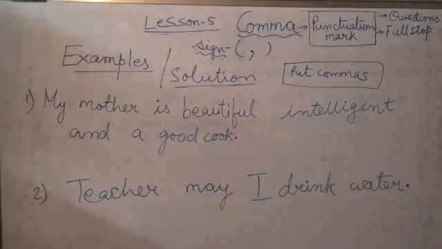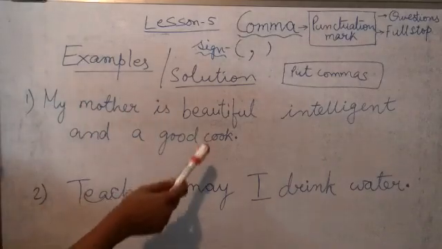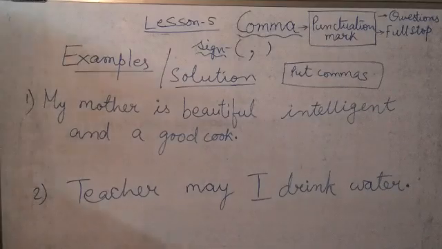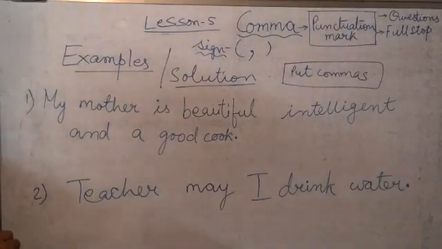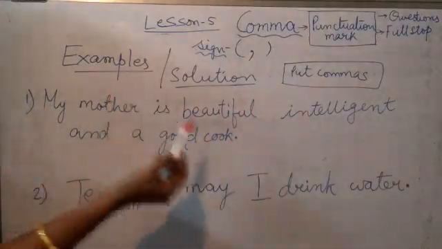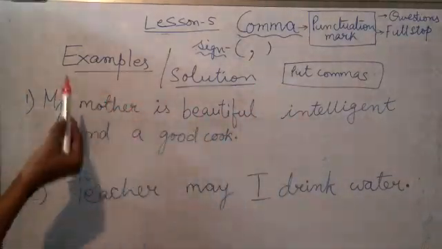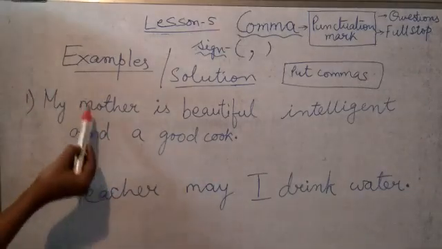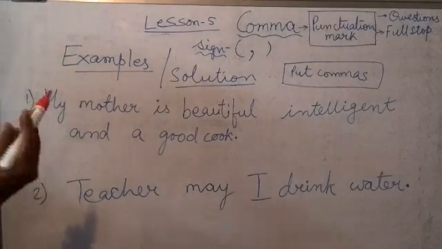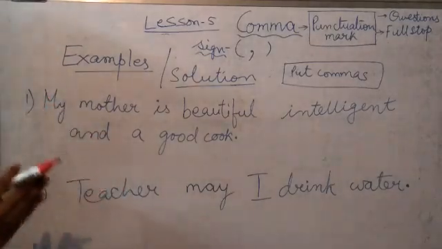What is the first sentence? My mother is beautiful, intelligent and a good cook. Now, there is no comma in the sentence. Where to put a comma? Students, here a series of words is given: beautiful, intelligent, good cook. Now, these words are describing the word mother. Mother is a noun. So, where to separate the series of words by putting a comma?